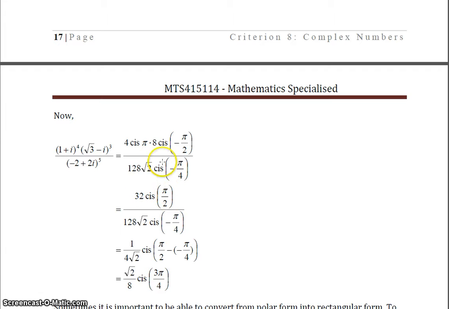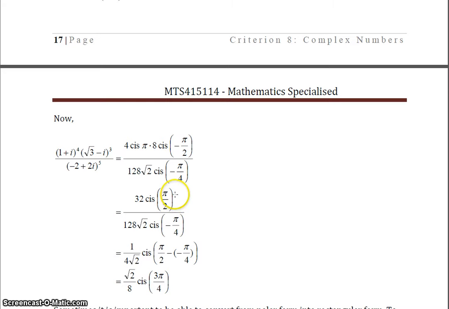And so then we look at our division. Okay, so 32 cis pi on 2 divided by this one here. Divide our modulus up the top and the bottom, and that's going to simplify to 1 over 4 root 2. And then because we're dividing, we're going to subtract our arguments. So pi over 2 minus negative pi over 4, being pi on 2 plus pi on 4, which is 3 pi on 4.